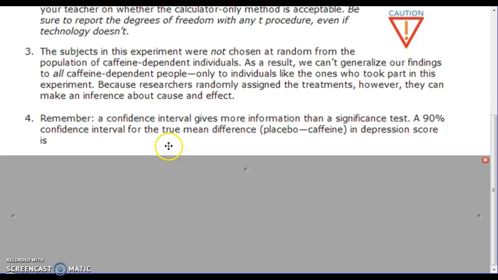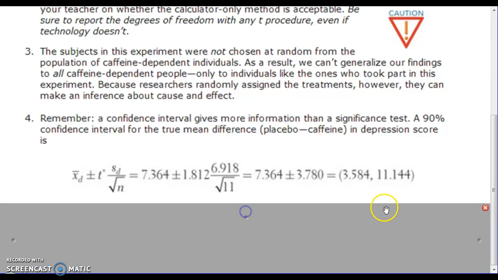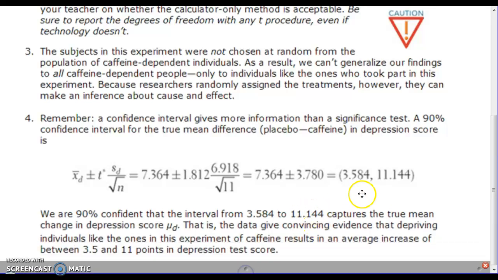Remember, a confidence interval gives more information than a significance test. A 90% confidence interval for the difference in depression scores would be as follows. So we are 90% confident that this interval captures the true mean difference in depression score. That is, the data give convincing evidence that depriving individuals like these of caffeine does result in an average increase somewhere from 3.5 to 11 points on the depression test score.